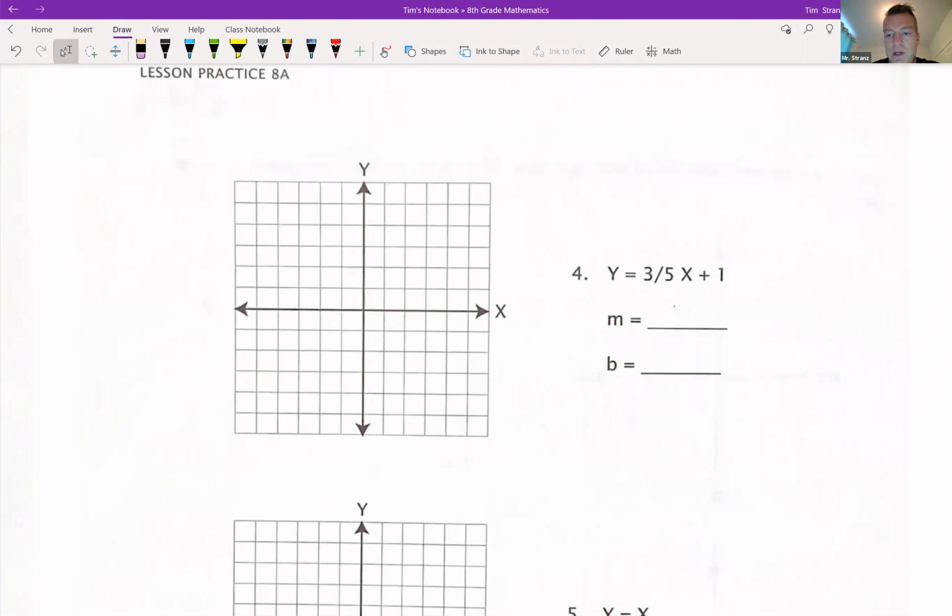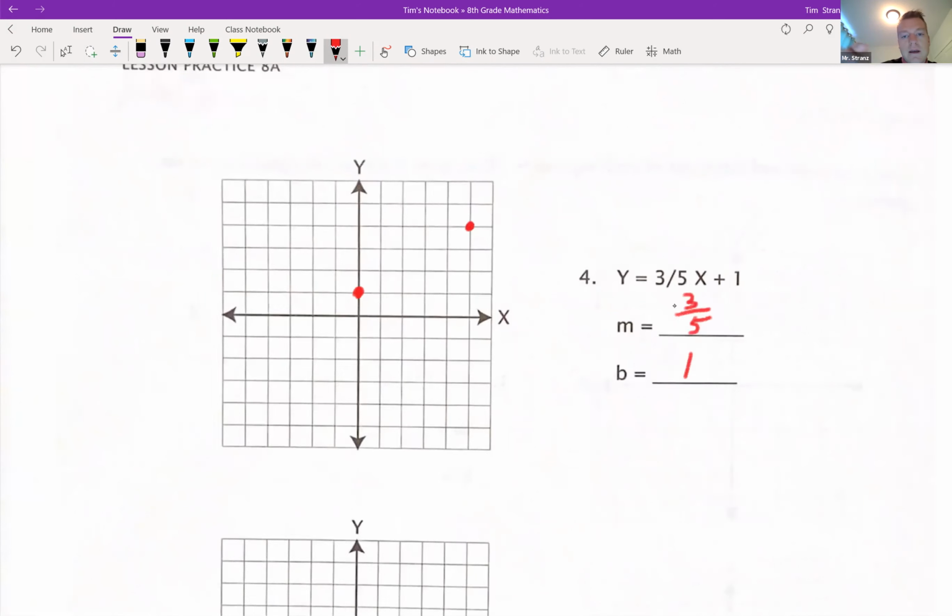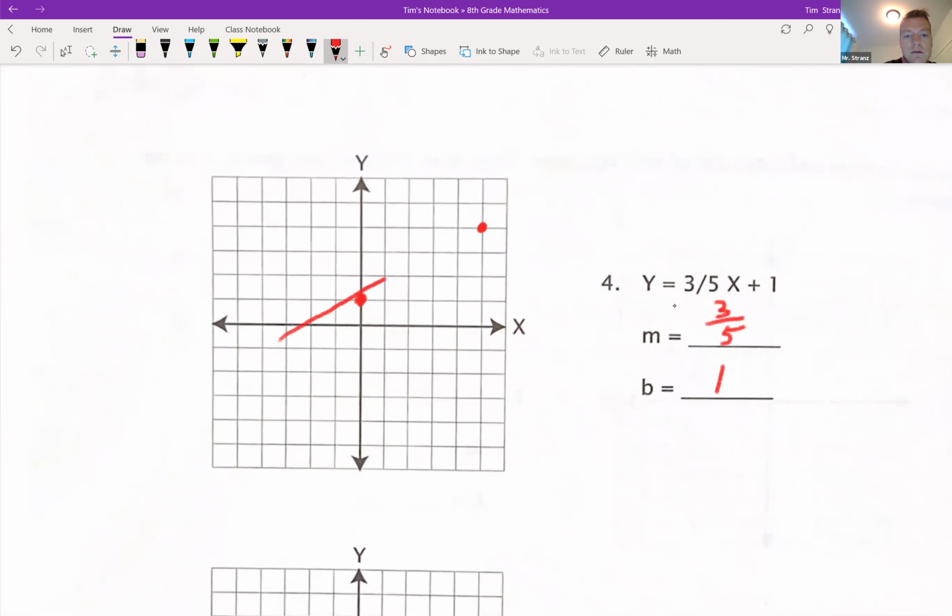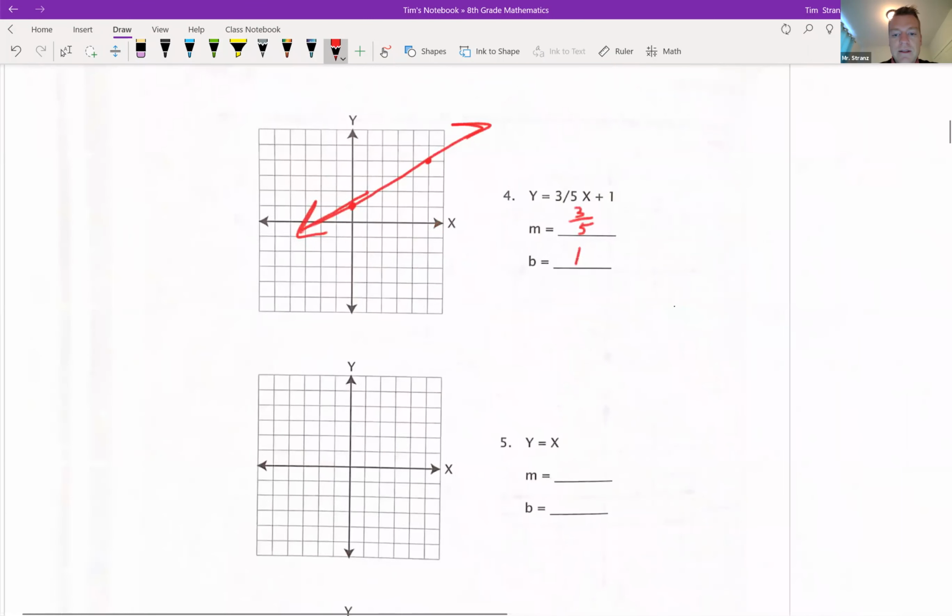We got y equals 3/5 x plus 1. Once again, we know the slope is the number in front of x, so 3/5. Our slope, or I'm sorry, y-intercept is going to be 1. Okay, so now we can graph that. Let's graph our y-intercept of 1 right here. Slope is rise over run. So I'm going to go up 3, 1, 2, 3, over 1, 2, 3, 4, 5, right here. Okay, you can connect these 2 points. There's my line. Okay, so you're getting the hang of this, right?